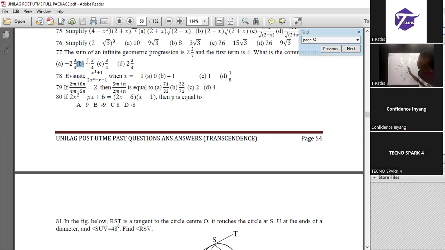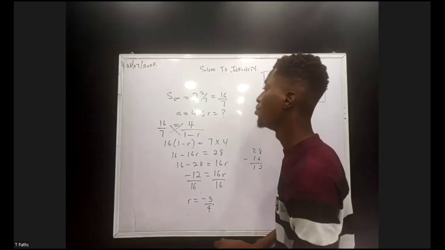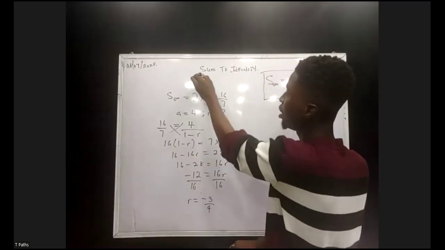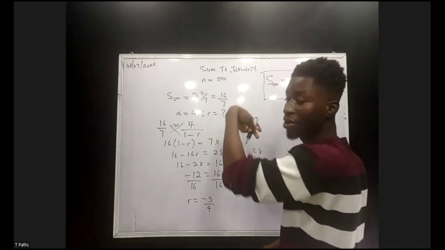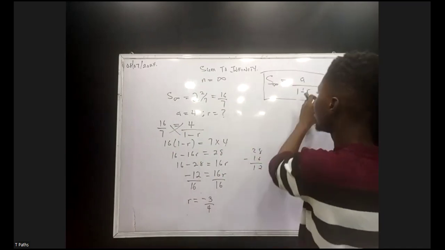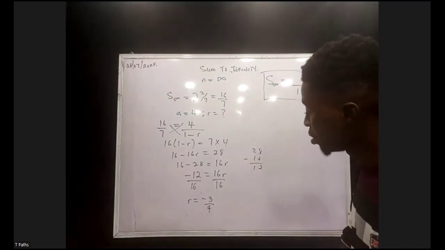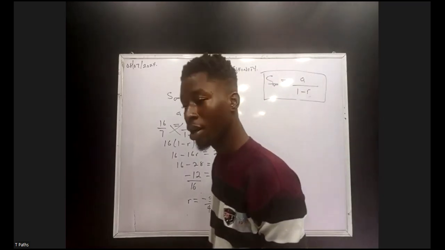So whenever we are asked to calculate the sum to infinity, definitely we are not expecting them to tell us n, because n is always what? N is infinity. It does not have any end. So whenever you are asked to calculate the sum to infinity, just know you have business with your first term and the common ratio.